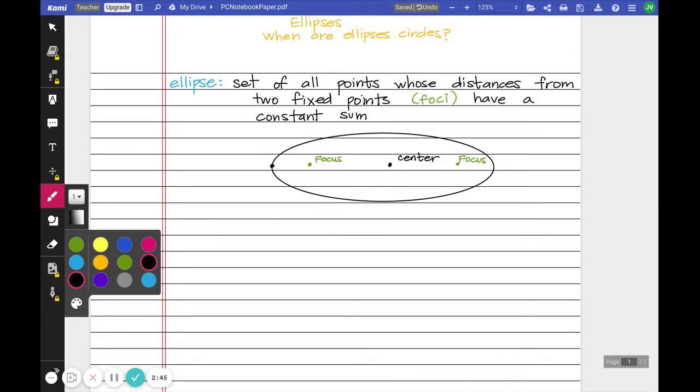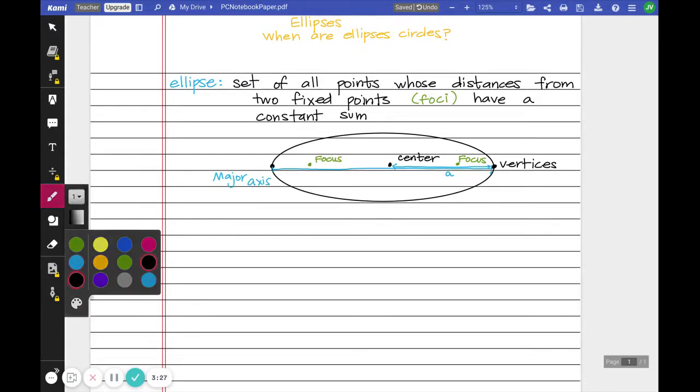Now, we have some other key pieces on here where if I go all the way out to the edge, I end up with my vertices. Okay? They're on the ends. And the vertices have a length of A away from the center. And then they are part of, if I go all the way across, that's our major axis.